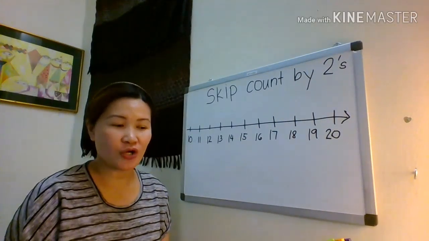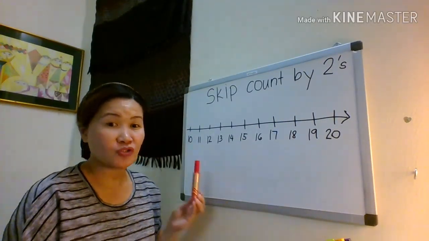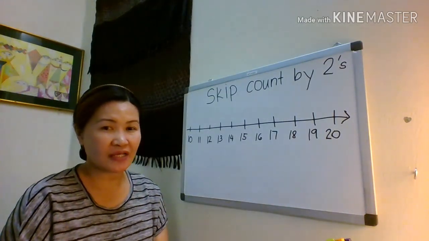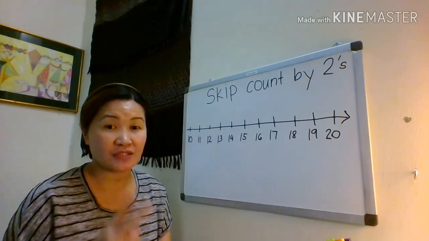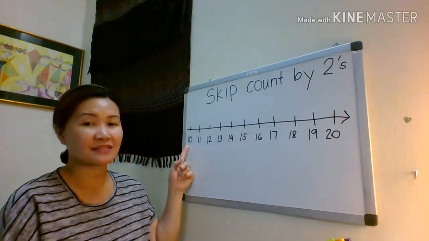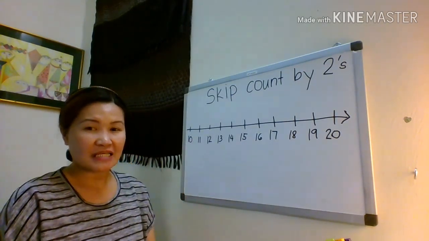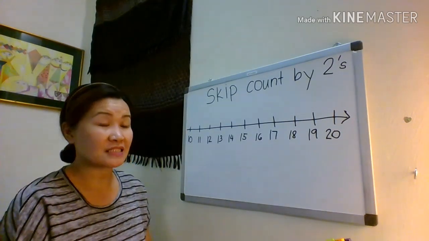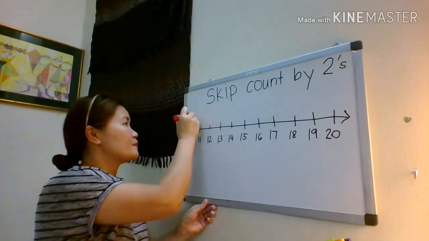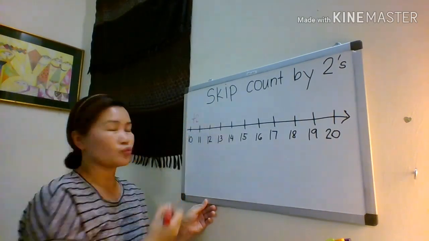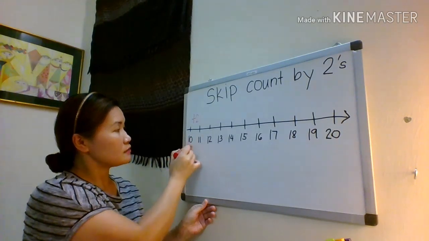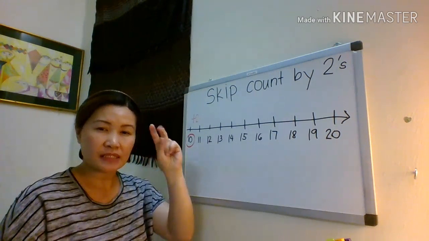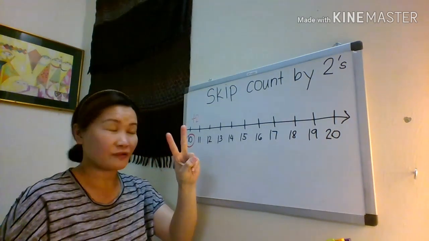Now let's challenge ourselves. Let's move on to teen numbers. Okay, so we're going to try teen numbers, skip counting by twos. Right, so let's start at the number 10. So how many are we going to add to 10? It's plus 2. Okay, so that's plus 2. 10 plus 2 will give us how many? So it's 10, 11, 12.